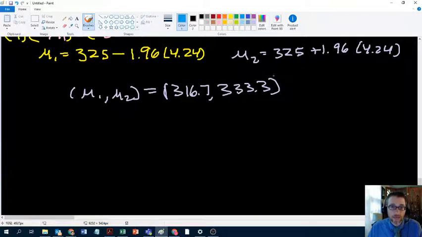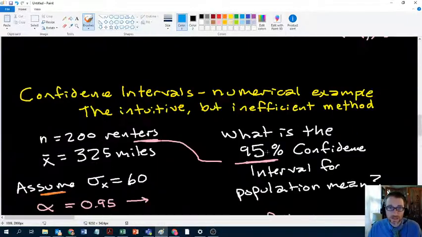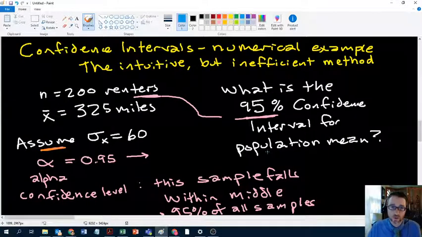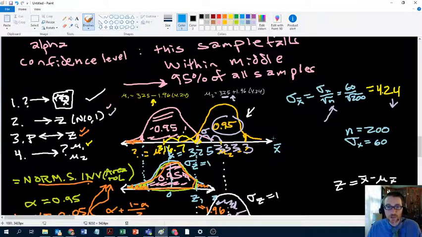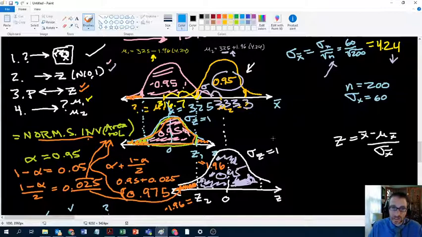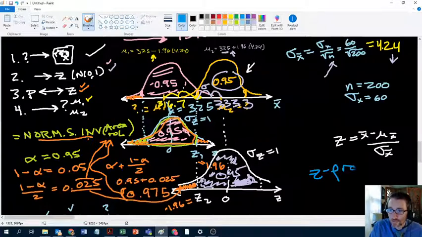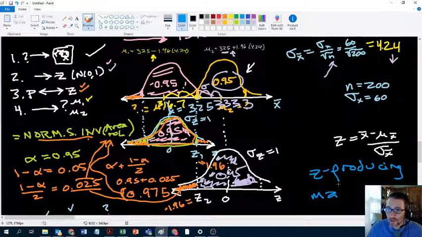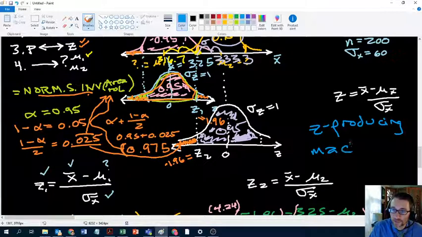Anyway, that is how you do a numerical example. The intuitive but inefficient way. If you were to do a different problem, like what is the 95% confidence interval, what's the 99% confidence interval, every single time you would have to set it up like this, go through all these steps. It takes quite a long time. And the reason is that the intuition that's built into the score formula right here, this score formula is a z-producing machine. That's what a formula is, a machine that produces numbers, right?